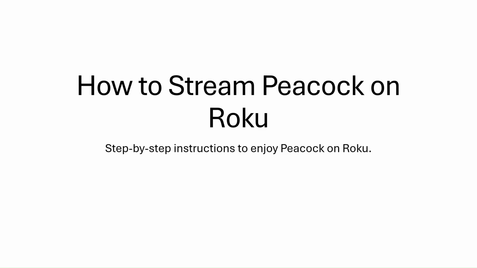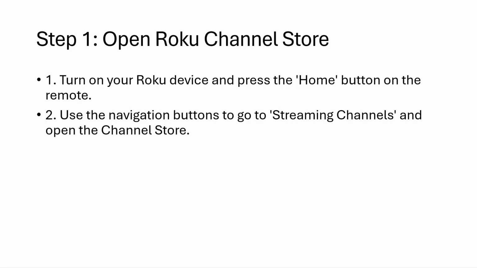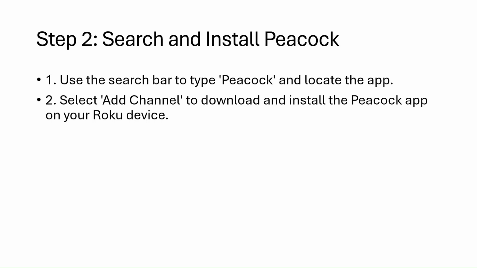In this video, I'll show you how to stream Peacock on Roku. Step 1. Open Roku Channel Store. Turn on your Roku device and press the Home button on the remote. Use the navigation buttons to go to Streaming Channels and open the Channel Store.